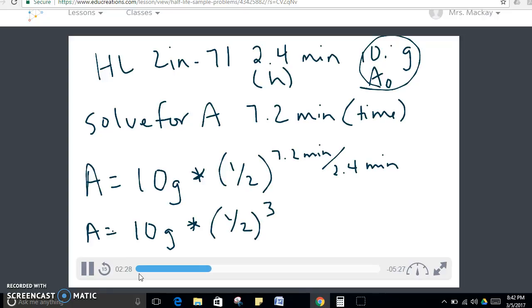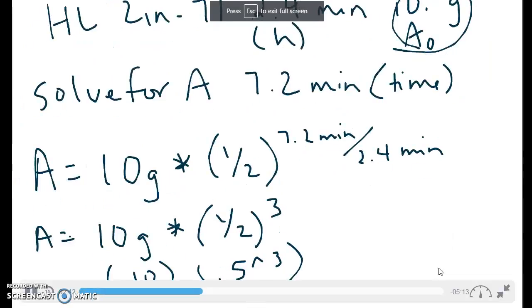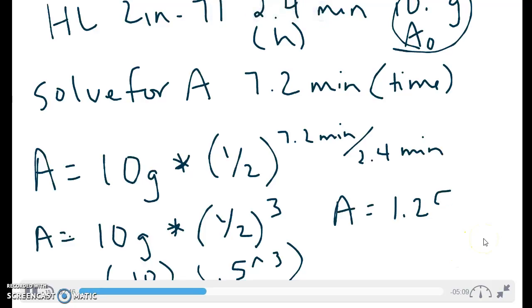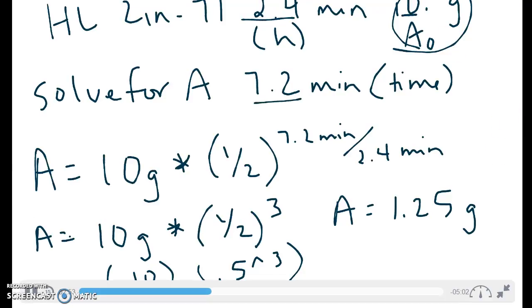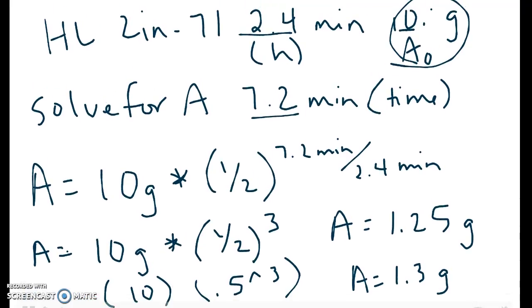So what you have to do is plug this into your calculator by putting in what I did. The easiest way to do it is just do 0.5 to the third power and then hit enter. And then you're going to take that times 10, and your answer that you get out of your calculator is actually 1.25 grams. But you have to go back and look at sig figs. This number has 2, this number has 2, this number has 2. So you can only have 2 in your answer, so A equals 1.3 grams. And that's where you get that number at.